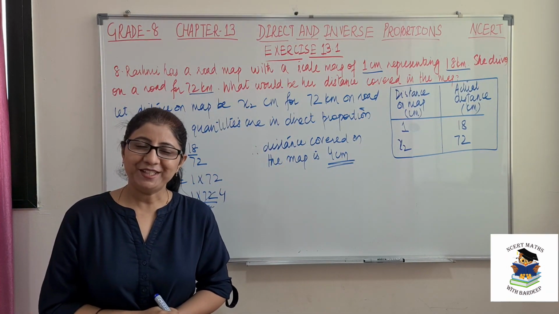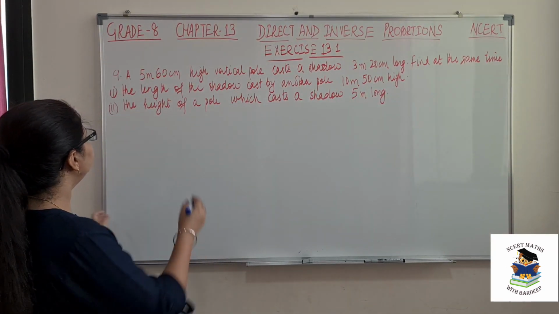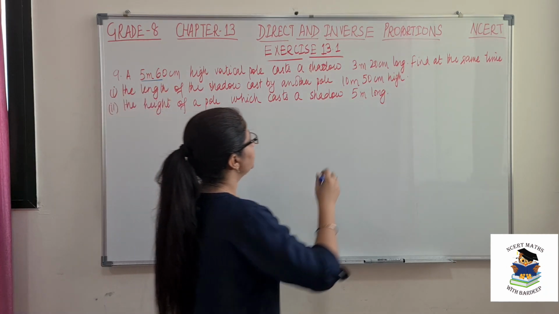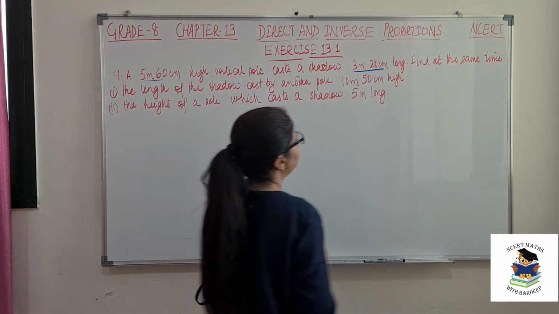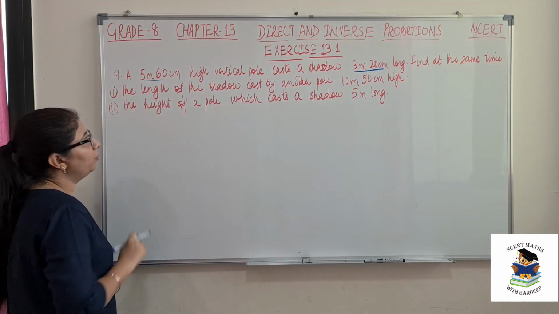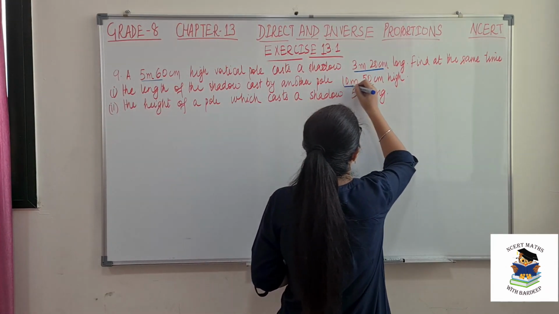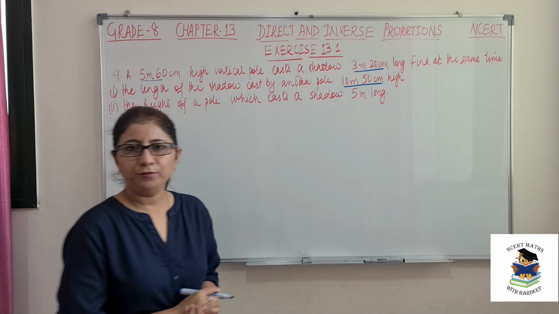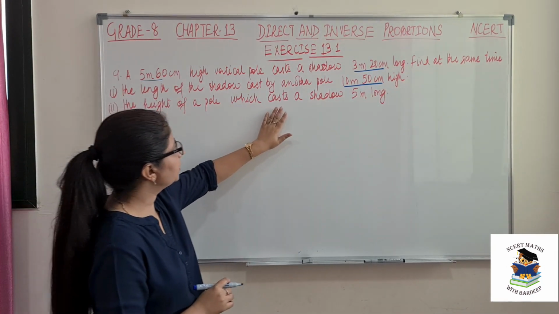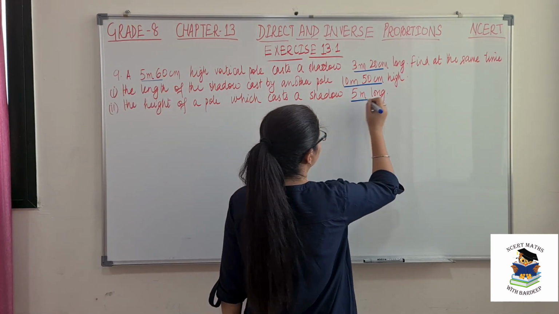Now let's move on to the next question. So let's see our 9th question. A 5 meter 60 centimeter high vertical pole casts a shadow 3 meter 20 centimeter long. Find at the same time, number 1 is the length of the shadow by another pole having height 10 meter and 50 centimeter. Number 2, the height of a pole which casts a shadow 5 meter long.